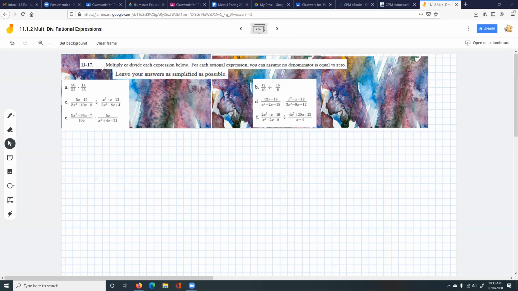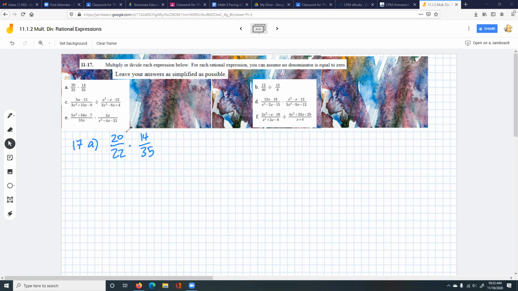Color blue. Okay, 17a: multiply or divide each expression below. For each rational expression, you can assume no denominator is equal to 0. Leave your answers as simplified as possible. So this is just more of the same. Okay, 17a, let's do 17a. 20 over 22 times 14/35.